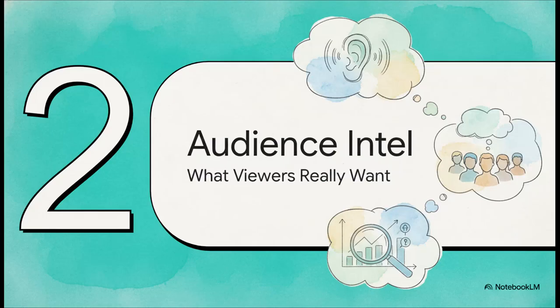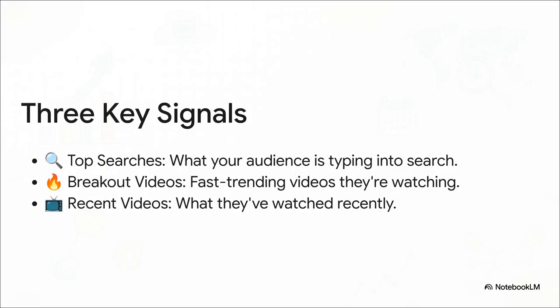What's so powerful about this is that the tool gives you three really distinct ways to listen in on your audience. It helps you understand what they need on a much deeper level. So think of these as three different signals. You've got top searches, which tells you what problems they're actively trying to solve. Then you have breakout videos, showing you what's grabbing their attention this very minute. And finally, recent videos, which reveals other topics and styles they're interested in.